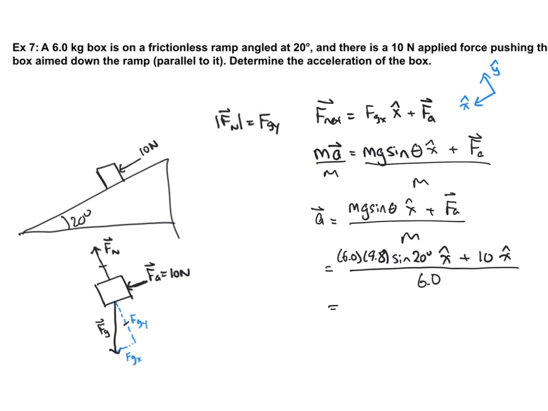So I'm getting an answer of 5.0. That would be meters per second squared and in the x direction. It's down the ramp. All right.